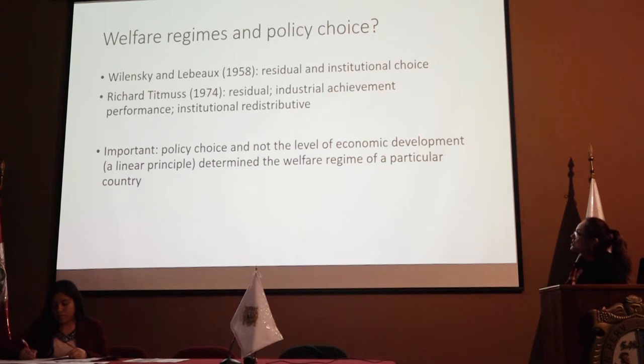And the third one, institutional distributor, is about, in the best case, if you like, universalism. So how widely do we distribute it? Do we give middle-class people welfare? Do we give welfare to business? Do we give welfare only to the poor in society?